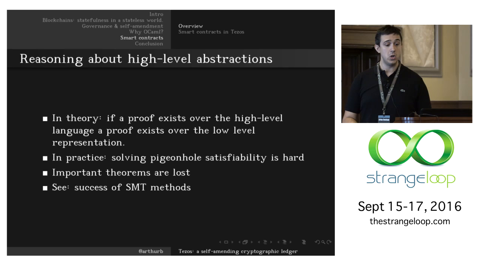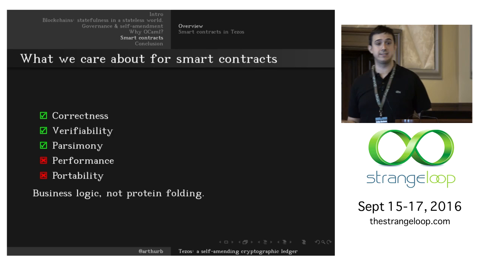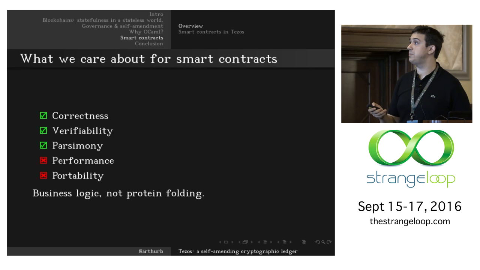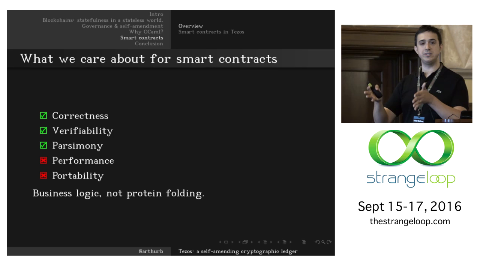What do we care about? We care about correctness. You want your contract to be correct. You don't want it to do something you don't want it to do. But you also want it to be verifiable. The other side must know that it's not being cheated, must actually trust you enough that they can verify the behavior of the contract. You want parsimony because, well, this is recorded on a ledger that's going to be replicated everywhere, so space is at a premium.